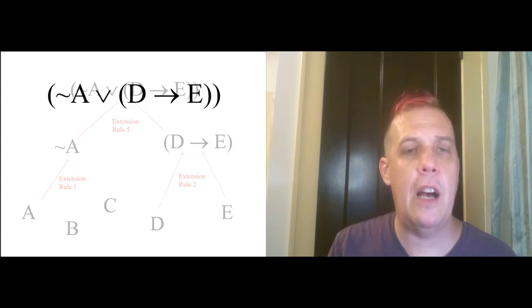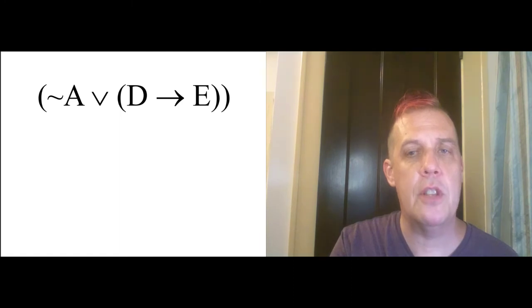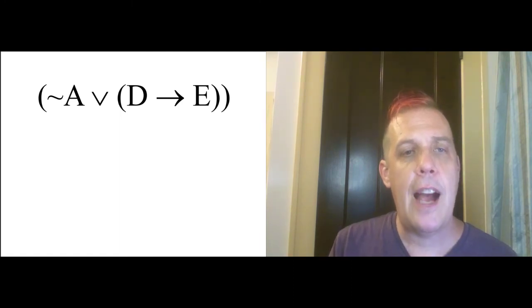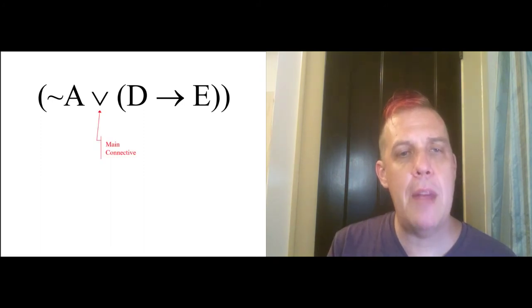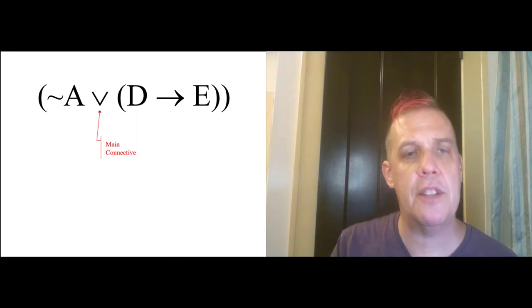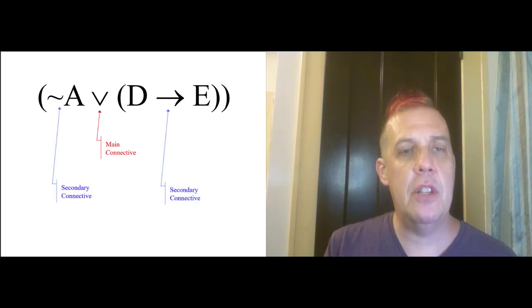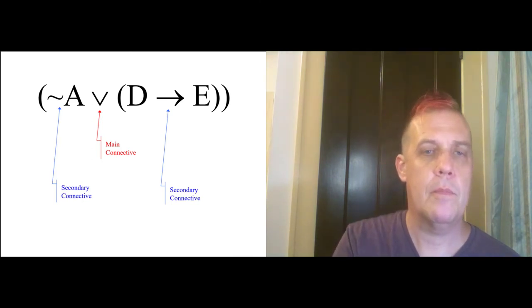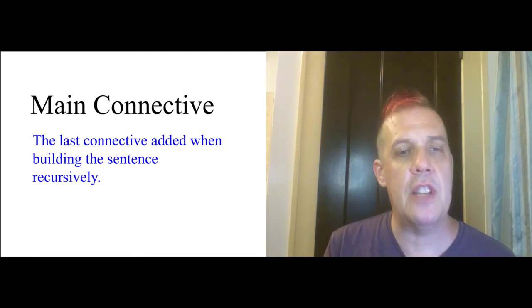So whenever we have a sentence like this, a big complicated sentence in our language, we can identify its parts based on how it was built up. So in this case, the or is the main connective because it was the last thing that we added when we were building this sentence up. The negation and the conditional are secondary connectives then. So we define a main connective as the last connective added when building a sentence recursively.